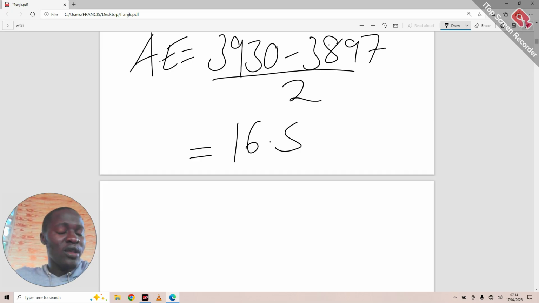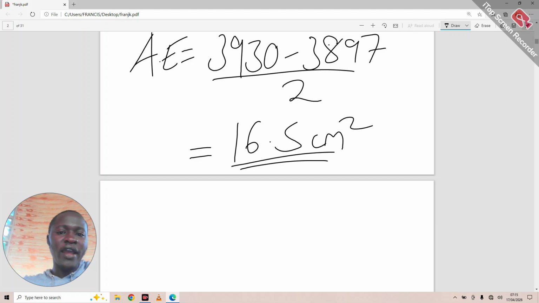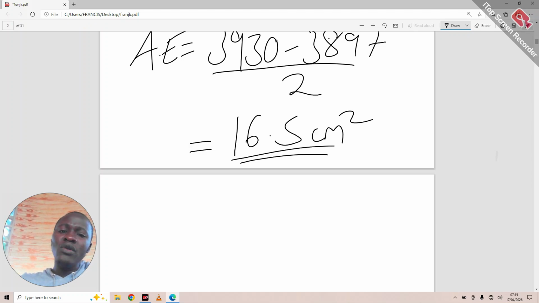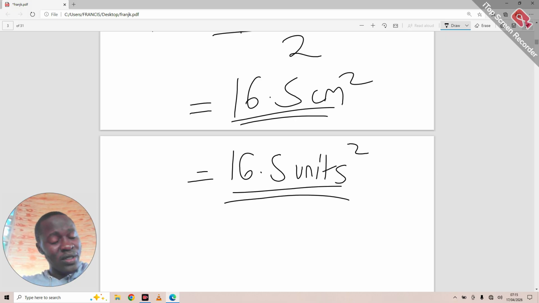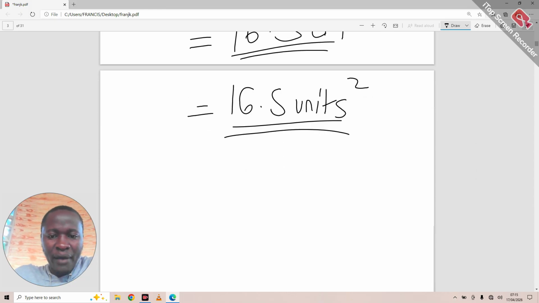And this is where the competition begins. You find position 1 just missing a little. So having 16.5 is not right. To make it right, you must include the unit. So 16.5 square centimeters. If the units were not given, then your answer would have been 16.5 square units. You just write the unit because the unit can be kilometer, hectometer, meter, decimeter, centimeter. Any unit would have been there.